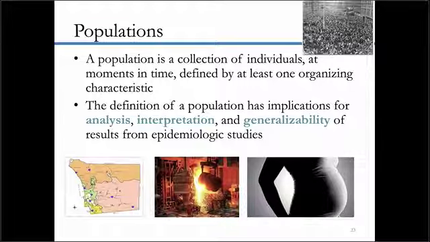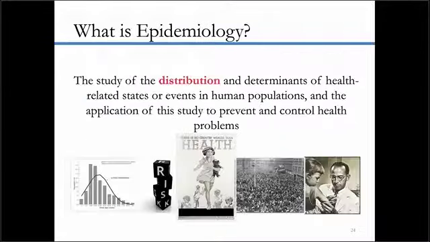What's so important about what our population is and who our population is, is that it has implications for how we interpret data that we collect from our surveillance systems and for how we generalize results for who might be at risk for different diseases within epidemiologic studies. So we'll talk more about populations throughout the remainder of this semester as well.